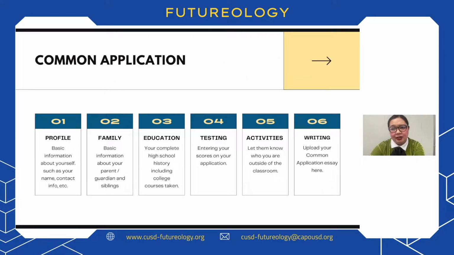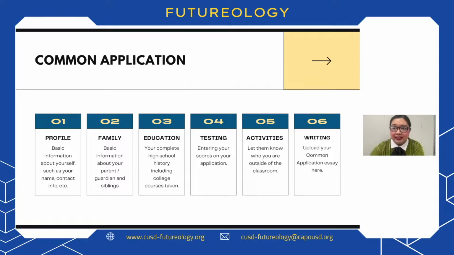The Common Application consists of a couple of different sections. So for your profile, this is basically your name, preferred name, address, contact information, etc. Next is the family section. You will need to have your parents or guardian information indicated here and any other sibling information here as well. Education, so this is your complete high school history. So every high school you've attended up to now will need to be indicated on here.